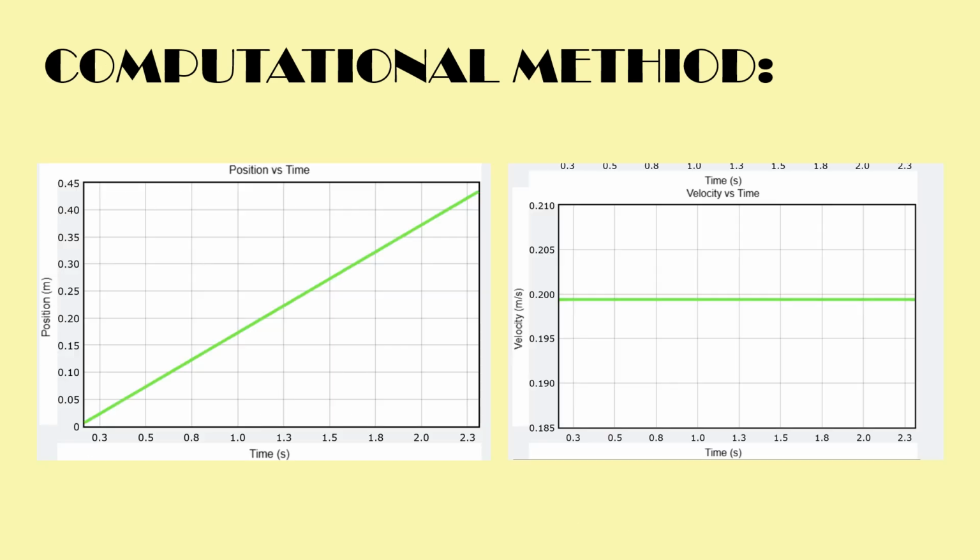Code led us to these two graphs. First, we have the position versus time graph, and then the velocity versus time graph. On the position versus time graph, you can see that the position increases as a linear function, and then the slope of the position function is seen in the velocity graph. You can see that the velocity is constant throughout.